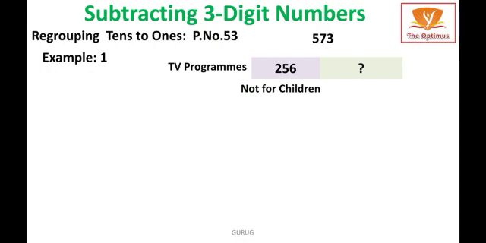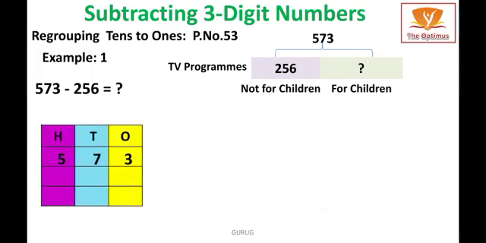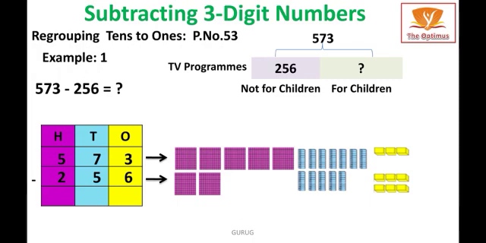I am going to write it in horizontal form. 573 minus 256 equals what? I am going to represent it in the place value chart. 573 minus 256. I am going to solve step by step.